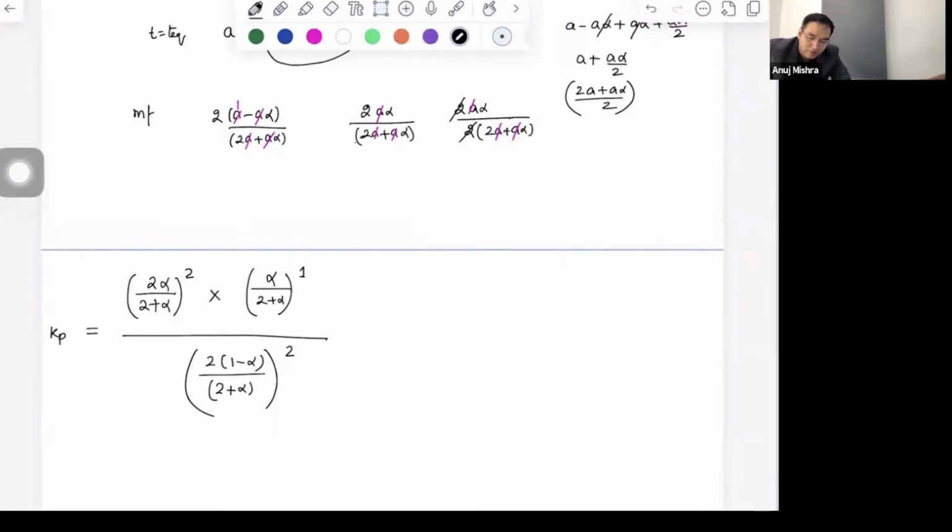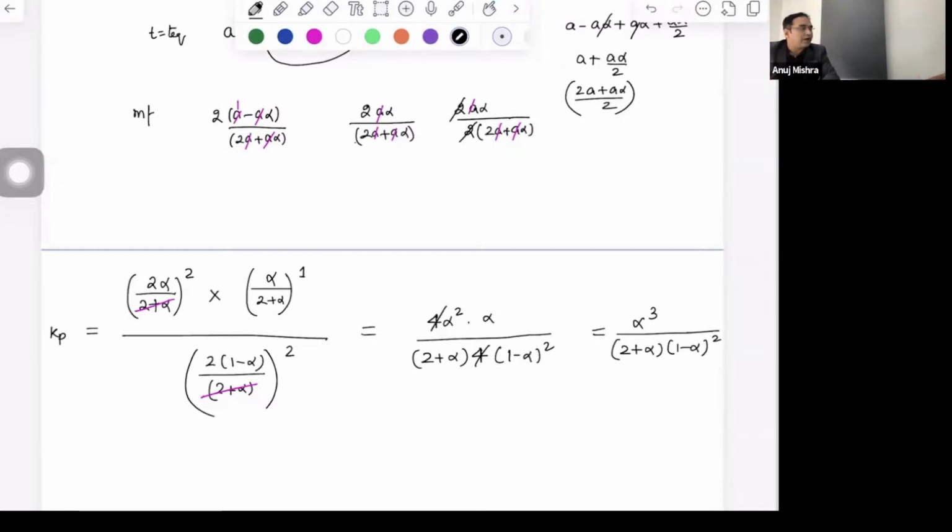Anyone who has solved everything and got the answer? So see, 2 plus alpha को पहले यहाँ से cancel कर दो. ये देखो cancel हो गया. 2 plus alpha whole square ही चला गया. ठीक बात है? So what is remaining? Remaining is 4 alpha square multiplied by alpha divided by 2 plus alpha. And then 2 square is 4, 1 minus alpha square. ऐसा एक टर्म बनेगा, ये भी कैंसिल हो जाएगा. Cube of alpha divided by 2 plus alpha into 1 minus alpha whole square.